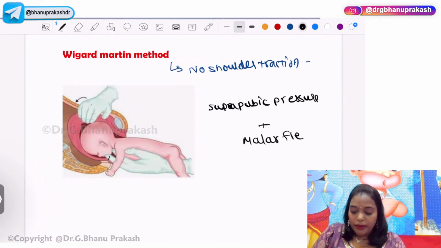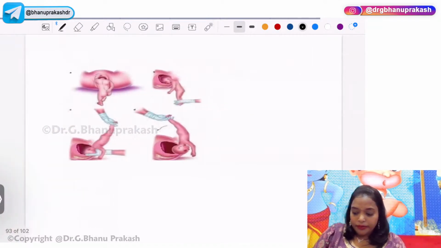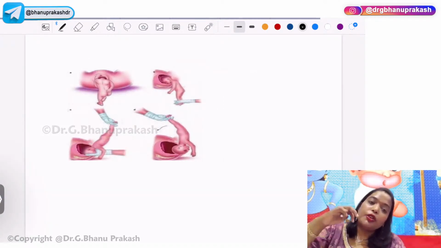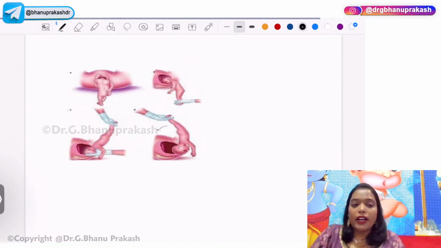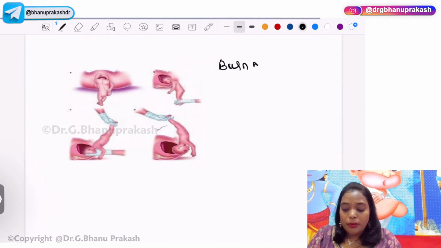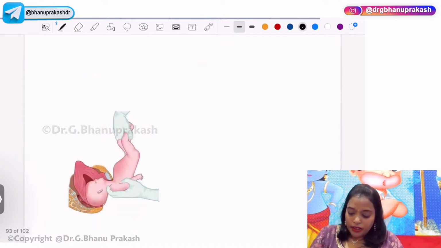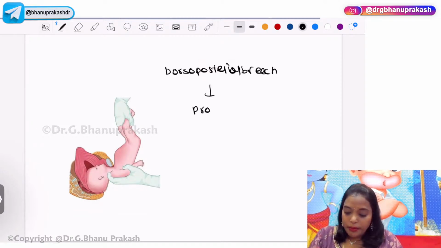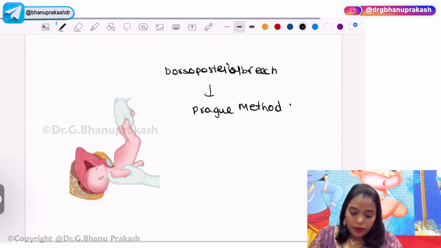Yes, Dilip, correct. We also use Piper's forceps here. What is this? When you hold the baby by the feet and pull upward, this is called Burns Marshall. Burns Marshall is for the aftercoming head of breech. This is called dorso-posterior breech. Dorso-posterior breech is mainly for, this maneuver is called the Prague maneuver, Prague method. Okay.